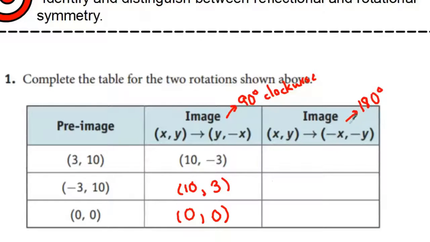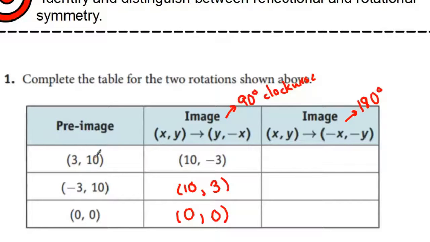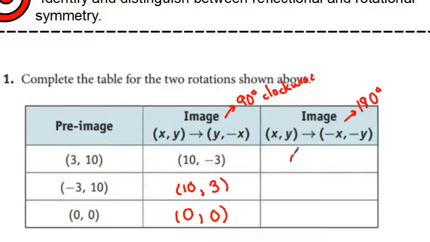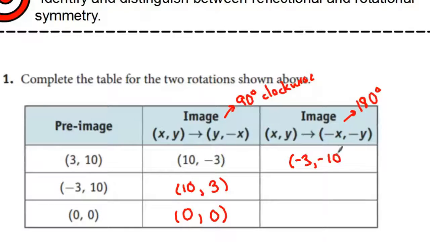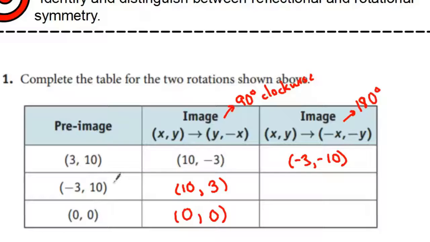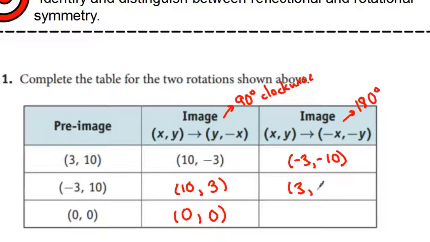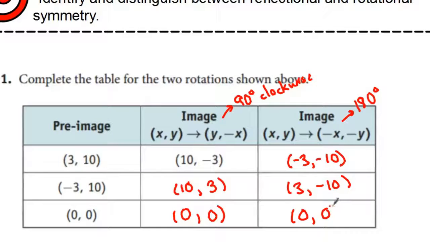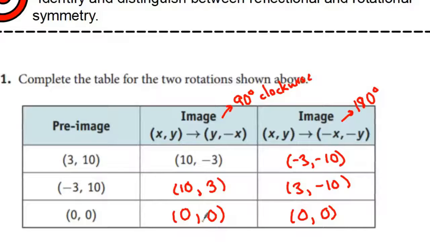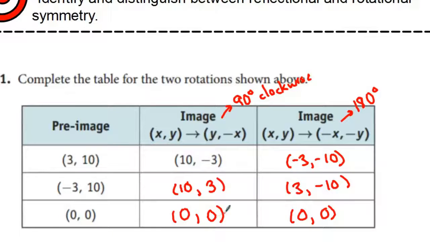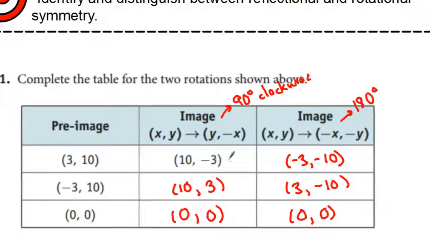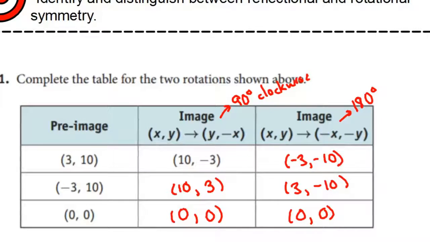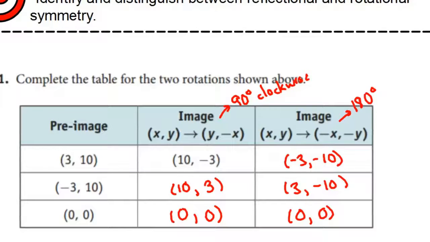Okay. All right, let's see if we can make it into 180. So (3, 10), I'm going to have to keep the x and y in the same order, but make them both the opposite sign. So it's going to become (-3, -10). All right, and then (-3, 10) is going to become (3, -10). (0, 0) doesn't change. All right, and if you look at these points and graph them on one of the coordinate grids above in the paragraphs there, you're going to see that these are exactly where those triangles end up after a 90 and a 180 degree rotation.